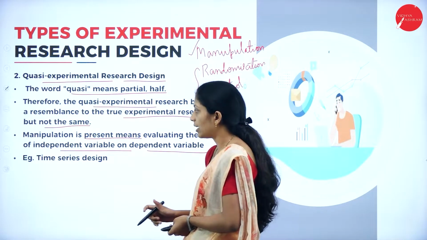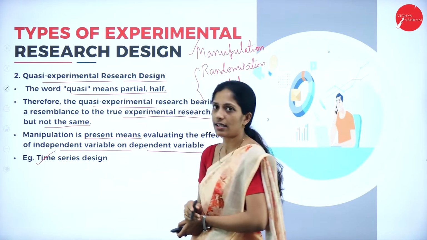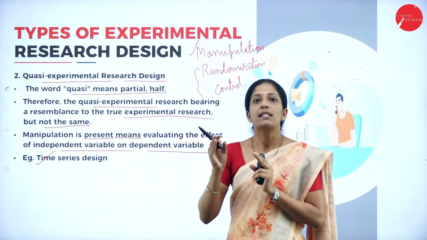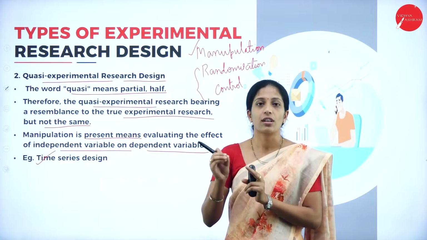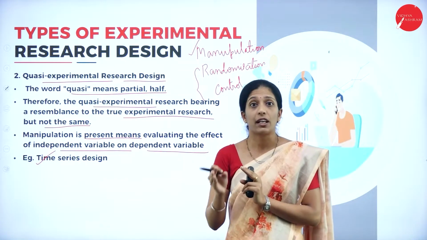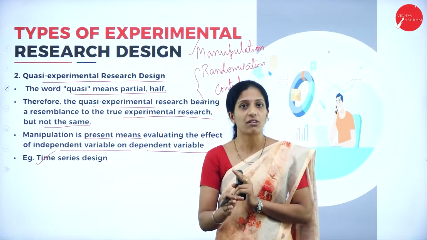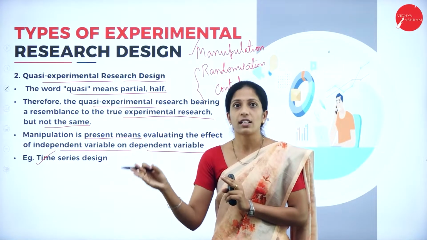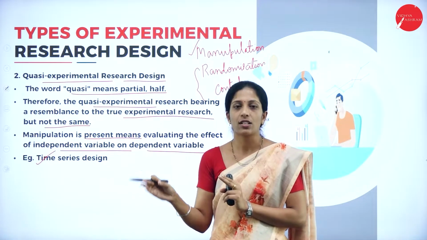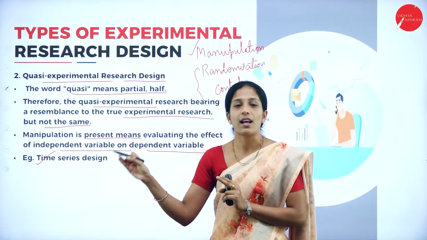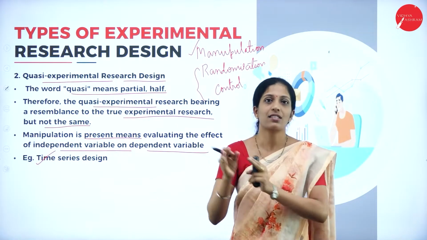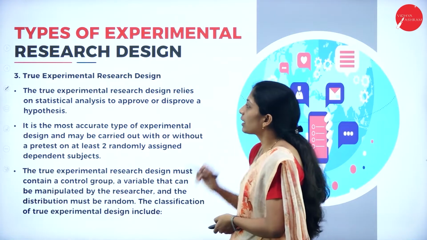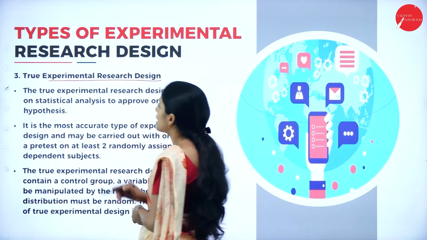Quasi-experimental research design. For example, time series design. So what do you mean by time series? Before the pre-test, they are going to see the effect one by one over a time duration. For example, if a treatment is given to the patient, before the treatment, each and every hour they will see the result, and after the treatment, that is after the post-test, they will see the result after 1 hour, between pre-test as well as post-test. So that is known as what? Time series design. Now coming to the third one, true experimental research design.